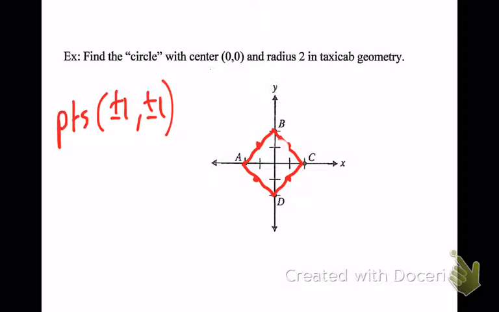So, also, we've got 0.5 plus or minus 0.5 plus or minus 1.5. And so on. All those points. And so on. Okay? Any questions? Okay.